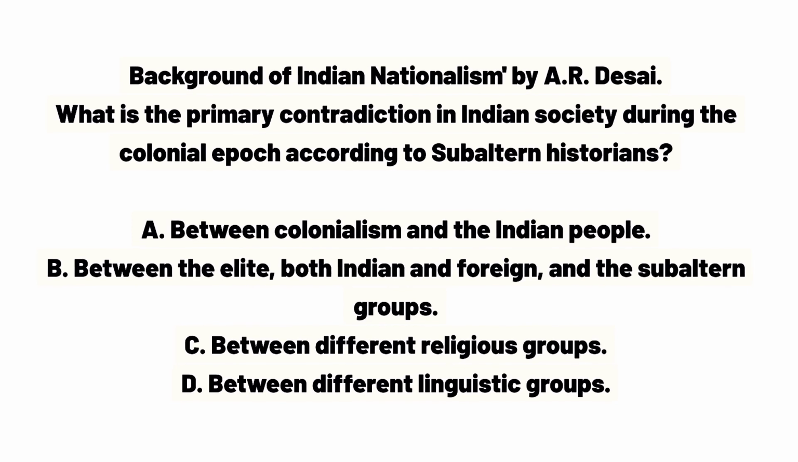What is the primary contradiction in Indian society during the colonial epoch according to subaltern historians? A. Between colonialism and the Indian people.